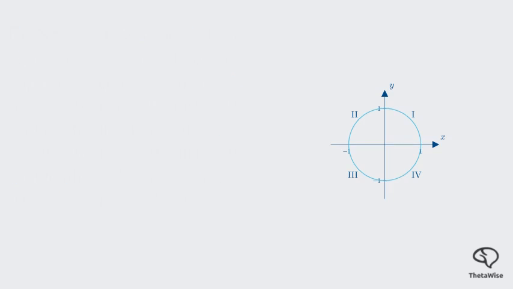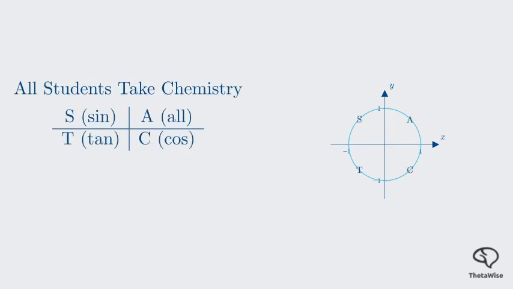This pattern of which ratio is positive in each quadrant is crucial and can be remembered with a simple mnemonic device. Starting in quadrant 1, the letters spell out ASTC. You can remember this with phrases like, all students take chemistry, or all silly turtles crawl. This tells you which ratios are positive in each quadrant. All in quadrant 1, sine in 2, tangent in 3, and cosine in 4. Any ratio not mentioned for a quadrant must be negative.